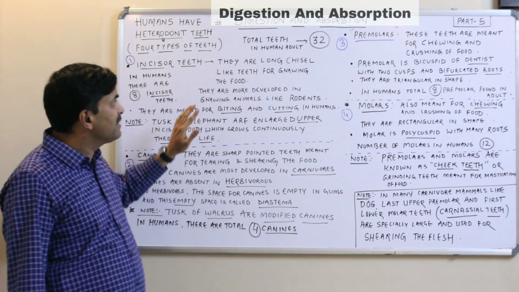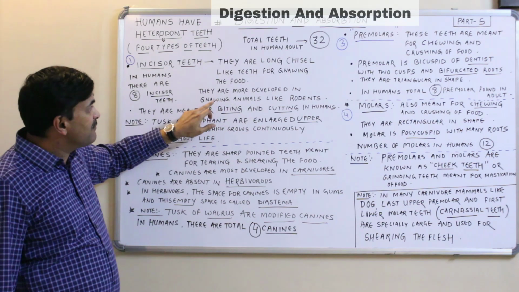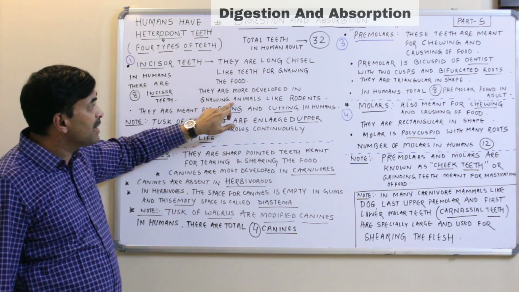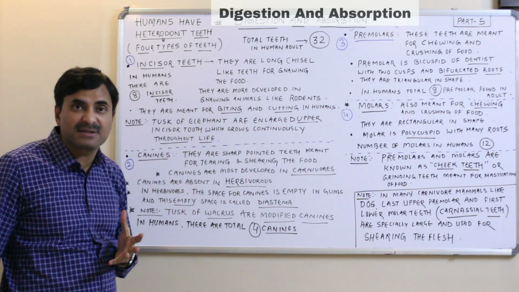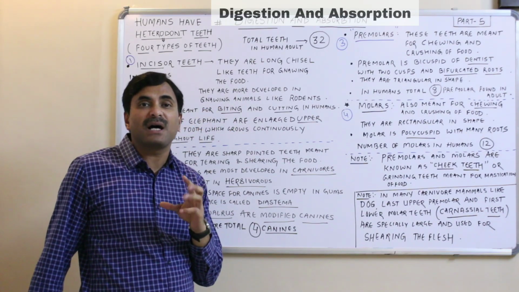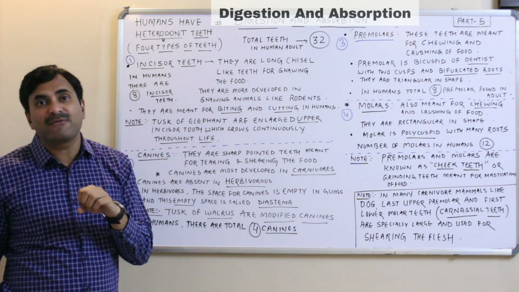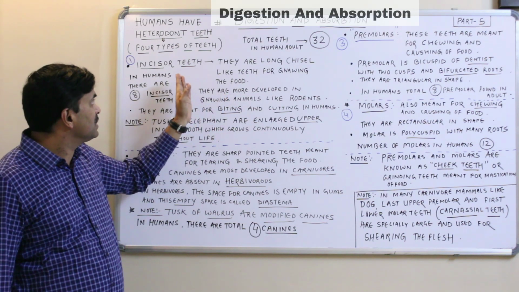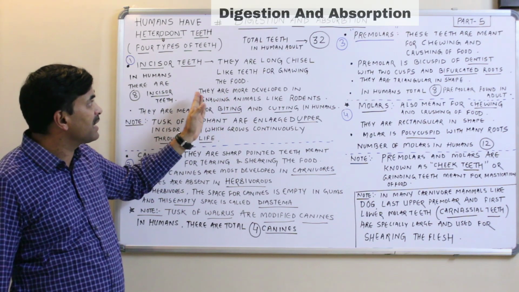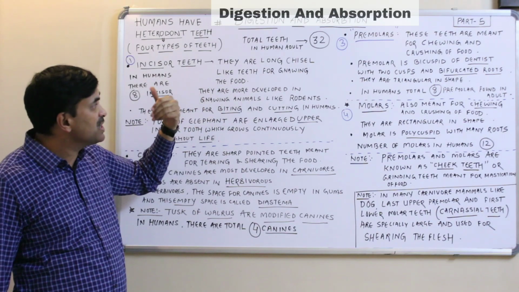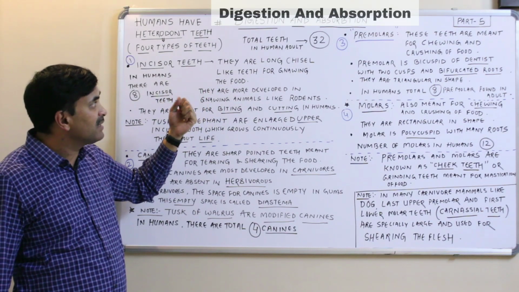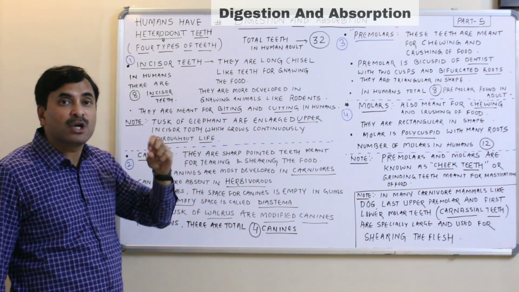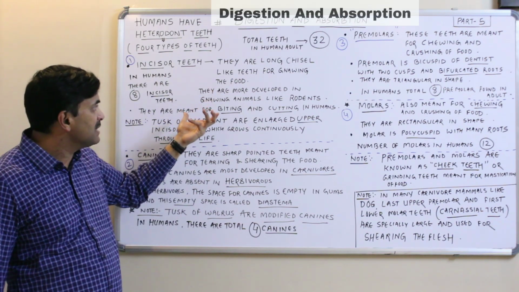They are more developed in gnawing animals like rodents. You know what rodents are? Squirrels, rats, all these are rodents, and in them the incisor teeth are very much developed. They are long chisel-like teeth, especially meant for gnawing the food. They gnaw the food with the help of the incisors.